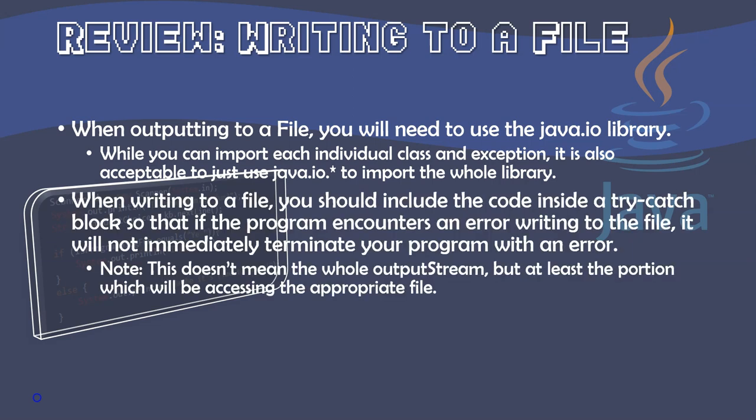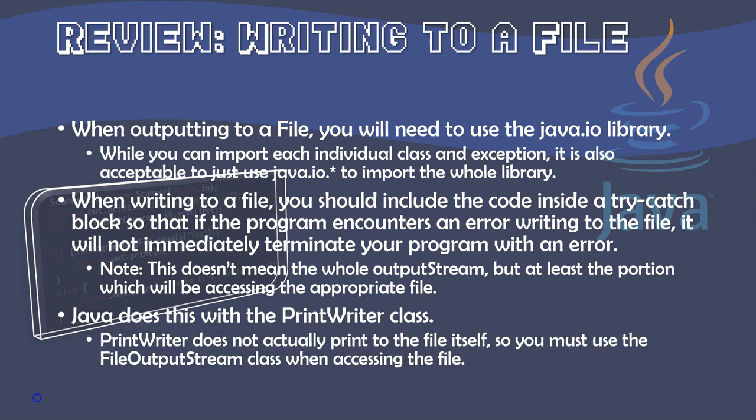Now, when we're writing into a file, we should include the code inside of a try-catch block, because remember, we have to make sure that, for example, if the file doesn't exist, we have the appropriate measures in place to make sure that that doesn't crash our program. And this could also happen, for example, when our program encounters an error when trying to write to the file. It's not going to immediately terminate our program because we have that try-catch block to handle those different situations. Now, this doesn't mean that our whole output stream is necessarily going to need to be in the try-catch block, but at least the portion that is accessing the file needs to be handled appropriately.